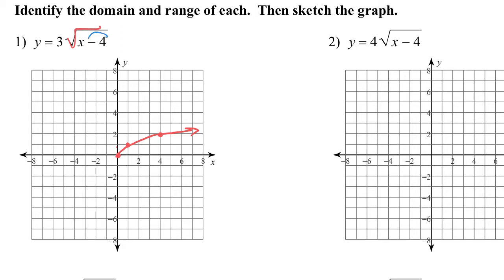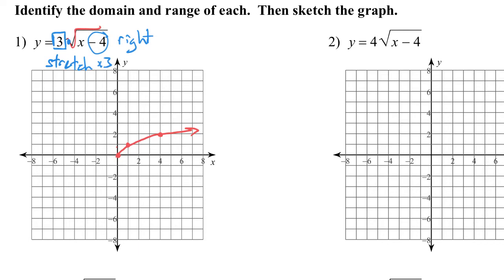Okay, so that's the basic square root function, and then we're going to change it based on the rules. This minus 4 is on the inside of the square root, so that's going to tell us to move it to the right. So we're moving it to the right 4. This 3 is multiplying the square root, so this is going to stretch it up by 3. When it's outside, it's always in the y direction.